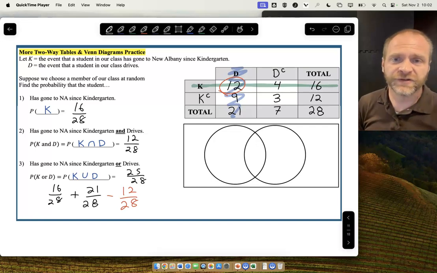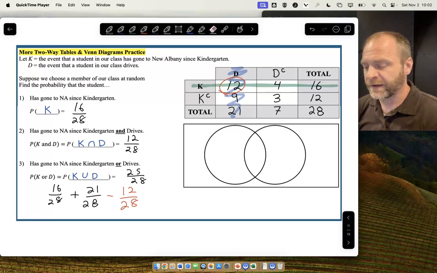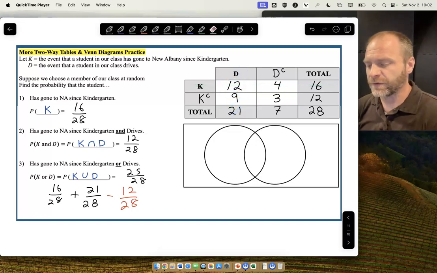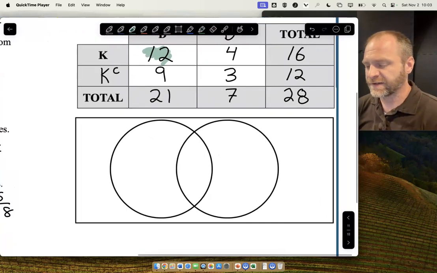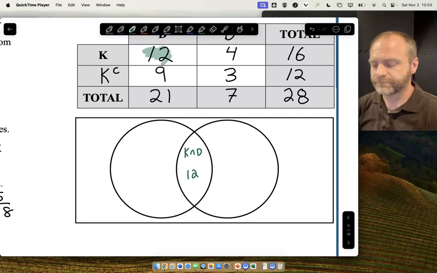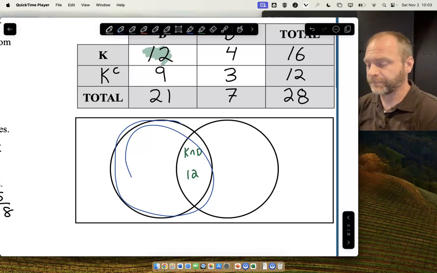And then we're going to go from the two-way table down to the Venn diagram here. And so if I'm looking at that, what I want to do is focus first, like I said, where they intersect. And where they intersect is at event K and event D, which was 12. And so this circle out here represents, we'll just say, all of K.